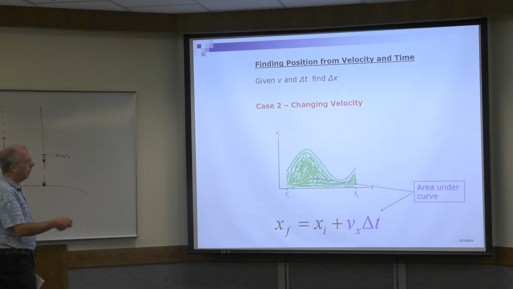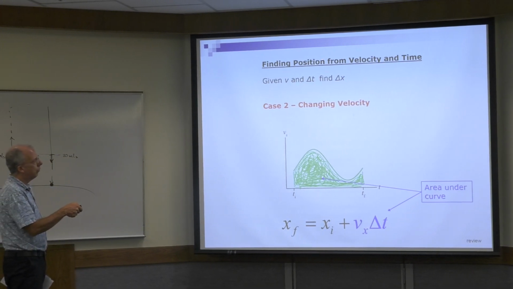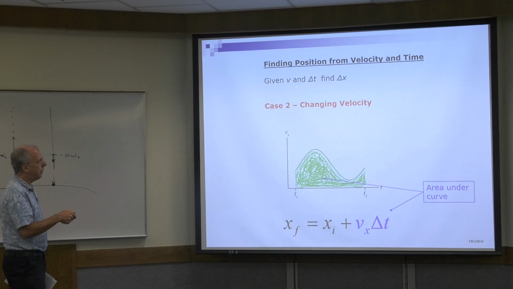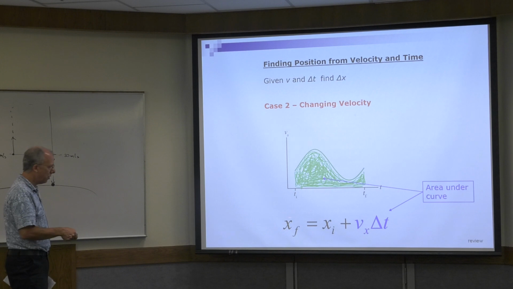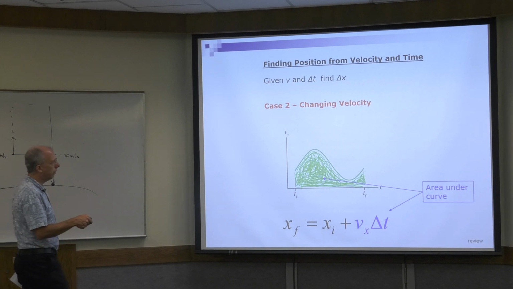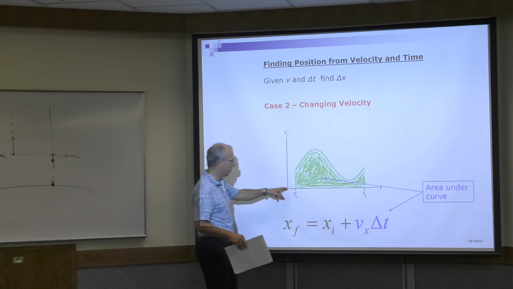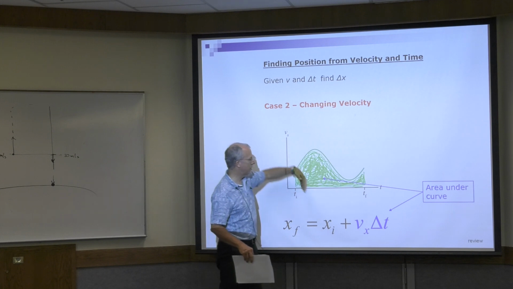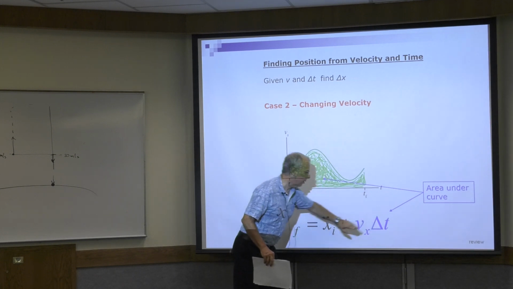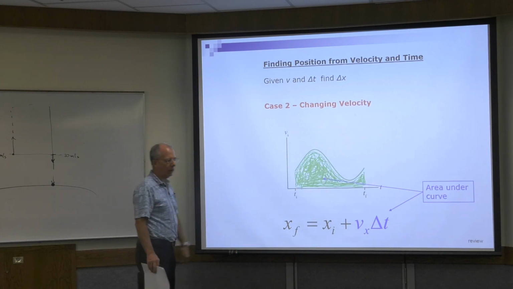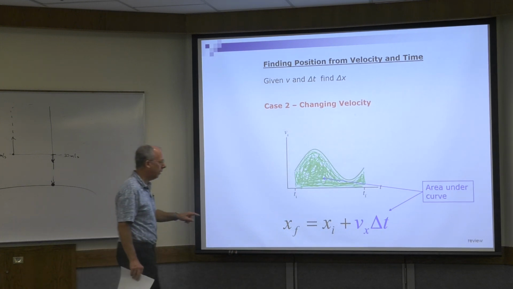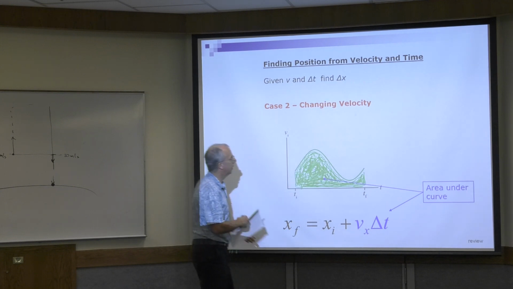Okay, we're finding position from velocity and time. That means if somebody tells you the velocity and time, you find the delta x. This is the equation that works for constant velocity as well as changing velocity. For constant velocity, the area under the curve is just a rectangle. For changing velocity, it's not a rectangle, it's just the area under the curve. And in lab, I think you'll have a lab where the computer can calculate that for you.